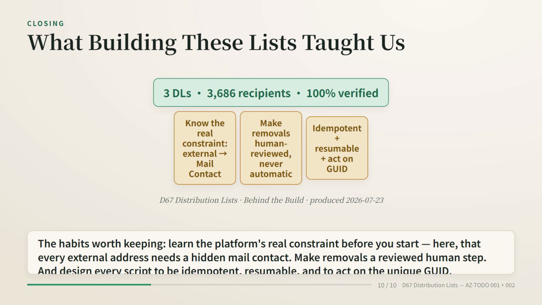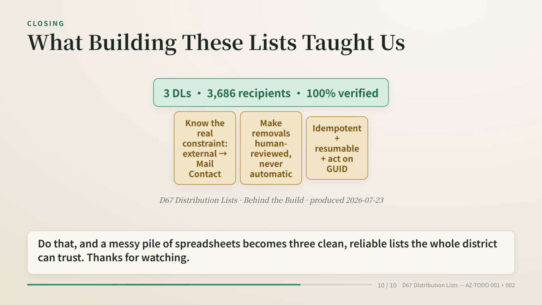The habit's worth keeping. Learn the platform's real constraint before you start. Here, that every external address needs a hidden mail contact. Make removals a reviewed human step. And design every script to be idempotent, resumable, and to act on the unique GUID. Do that, and a messy pile of spreadsheets becomes 3 clean, reliable lists the whole district can trust.